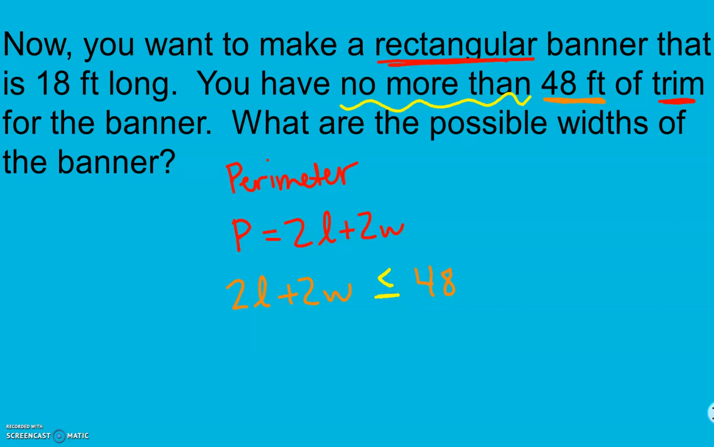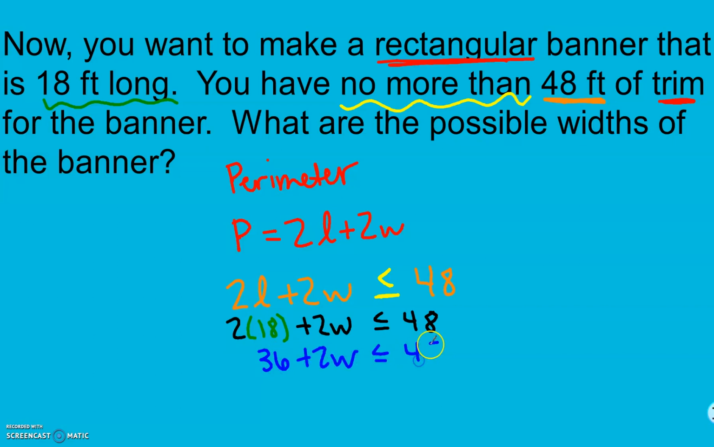We know that it's 18 feet long, so my length is going to be 18. So 2 times my length plus 2 times my width has got to be less than or equal to 48. My left side's not as simple as I can get it. I can go ahead and multiply first. And now both sides of my inequality are simplified, so I can go ahead and solve.